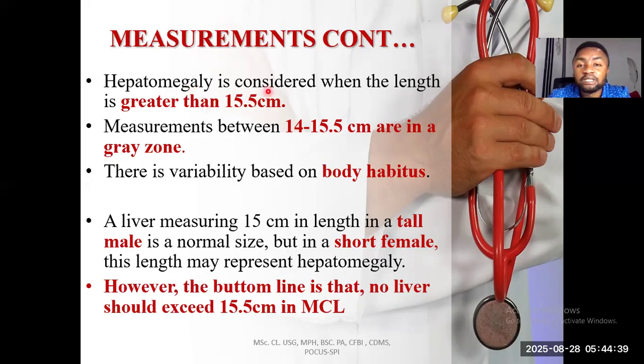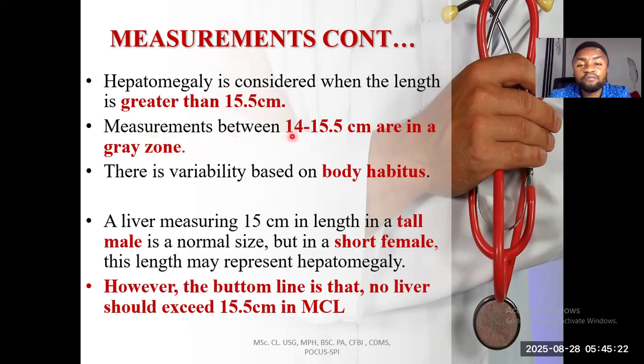So hepatomegaly is considered when the length of the liver is greater than what? 15.5. So before you see that the liver is enlarged and it is abnormal, the length should measure more than 15.5. Do you understand? Should measure more than what? 15.5 centimeters in the mid-clavicular line. I've already mentioned the mid-clavicular line. You don't measure the liver in the mid-axillary line. No. It is in the mid-clavicular line. And we will see how to go about that.